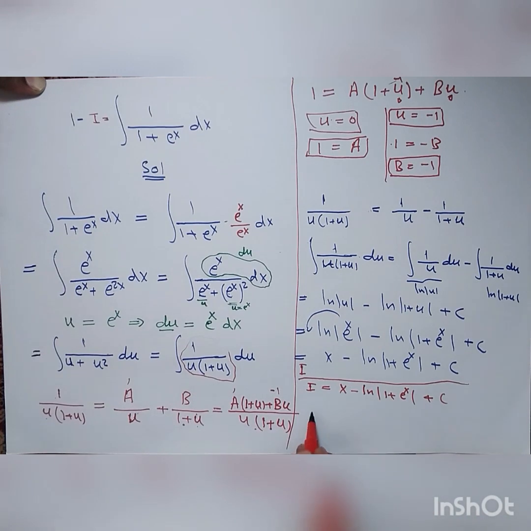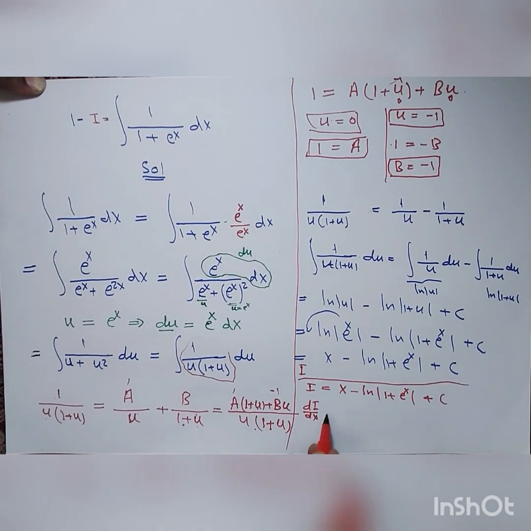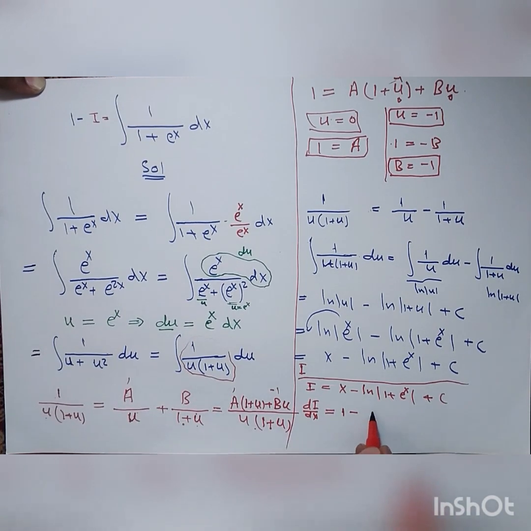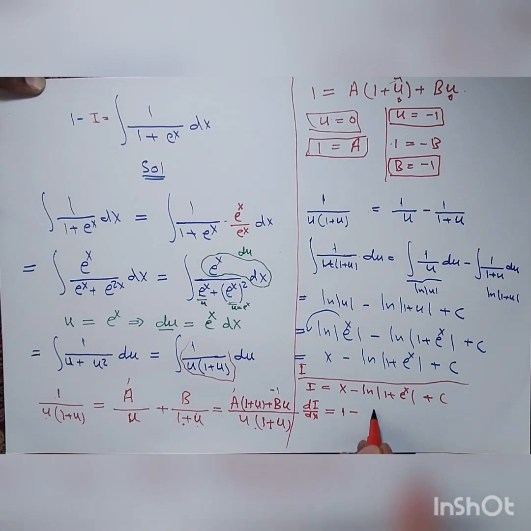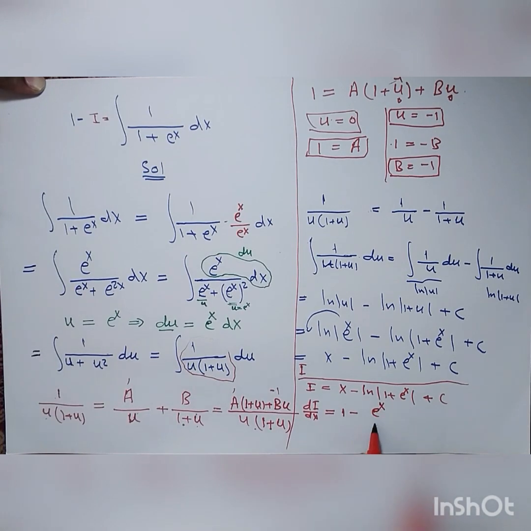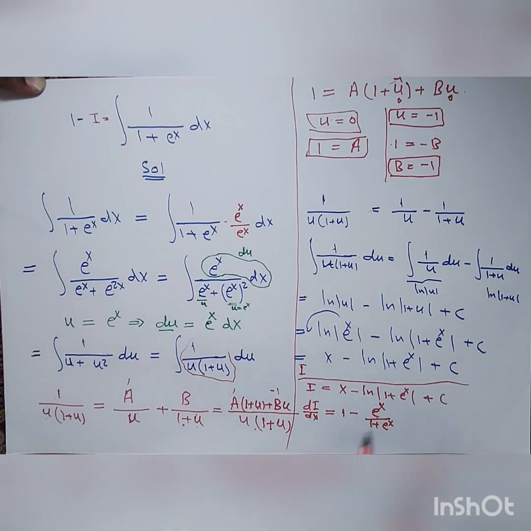So if we take the derivative here, dI with respect to x, then of course we get 1 minus 1 over this function, then multiply by the derivative of this function. So then we get this: 1 plus e to the power x, and the derivative of a constant is of course 0.